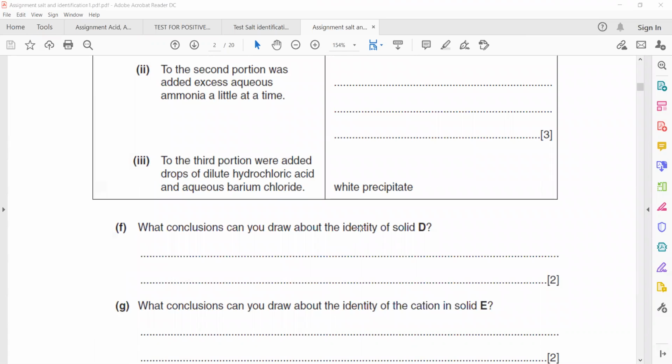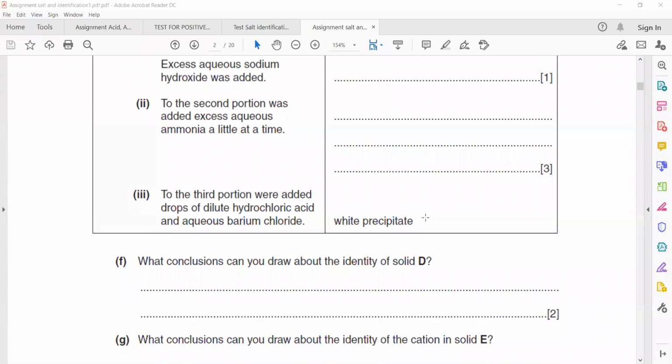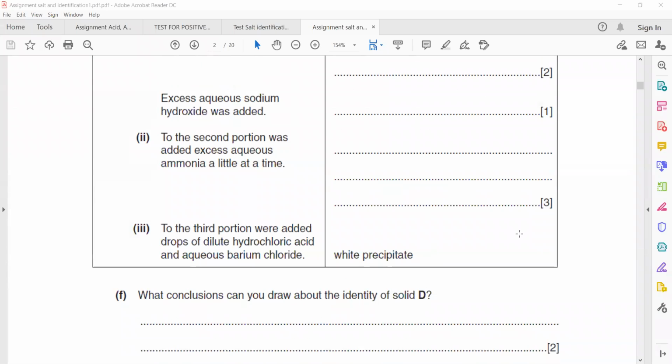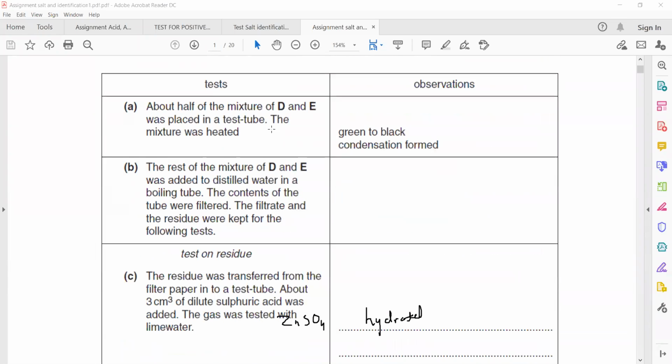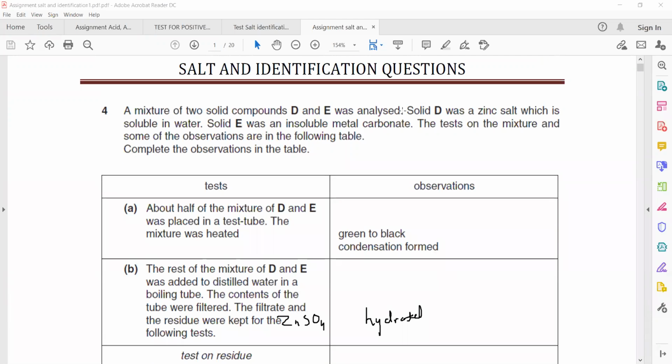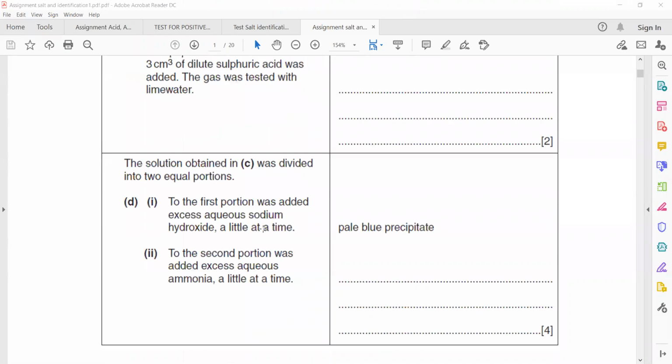what conclusion do you draw about the identity of solid D? What is solid D? Solid D is zinc sulfate. And you can also say hydrated. Why can I say hydrated? Because when I was heating it, it was forming water droplets, the condensation. This part shows that the salt is hydrated also. So it is zinc sulfate or hydrated zinc sulfate.